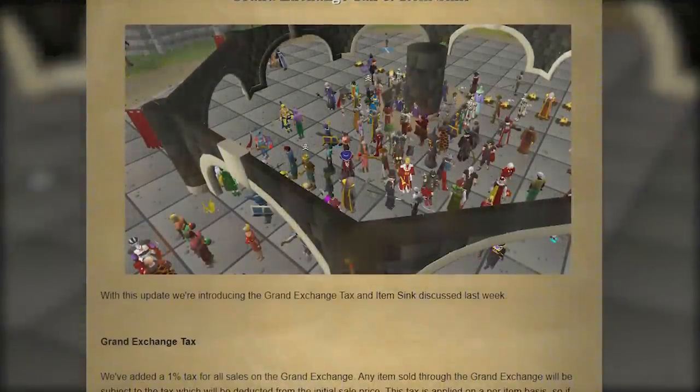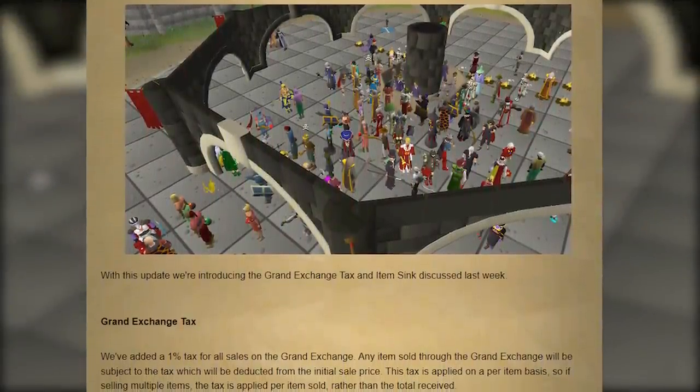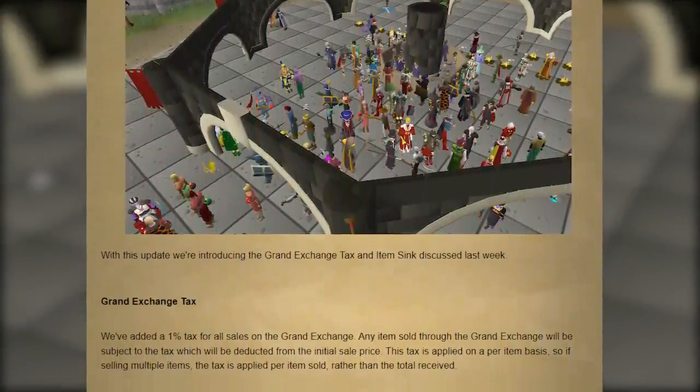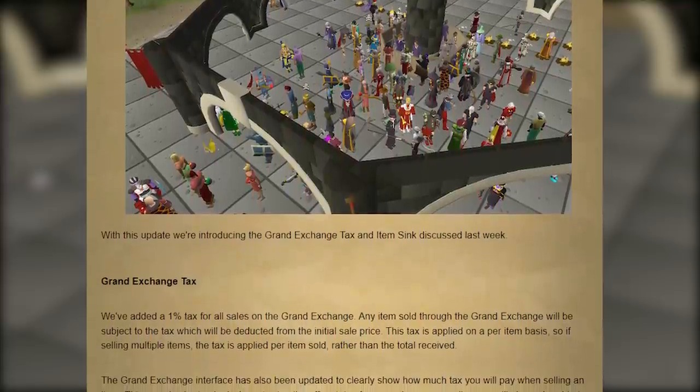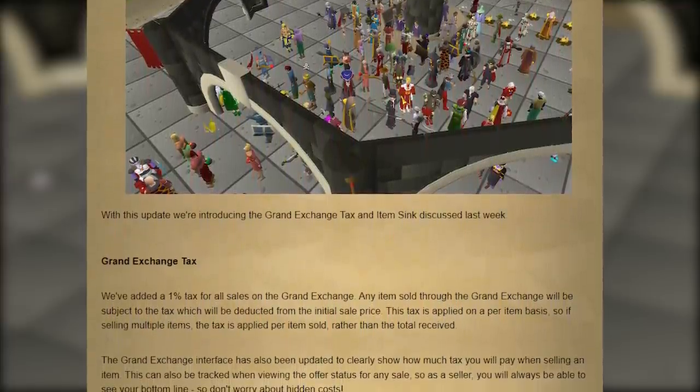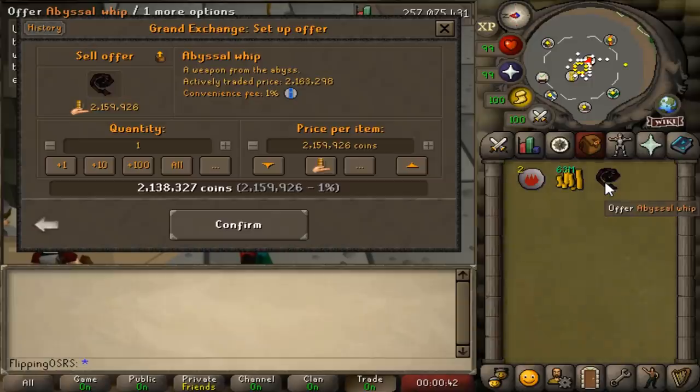Now, just a few months ago, at the end of 2021, we received one of the largest integrity updates I think Old School RuneScape has ever seen, and that was adding a tax to the Grand Exchange. So back on December 9th, a 1% tax was added to the GE. Now, this was huge, at least for my channel.